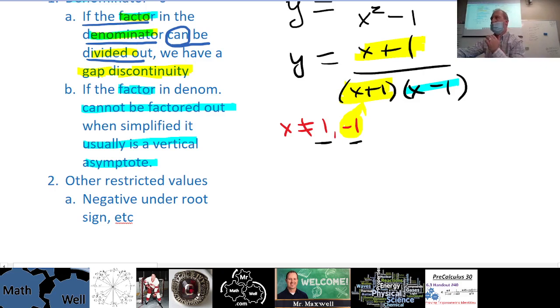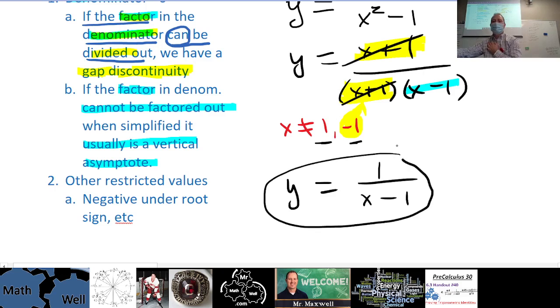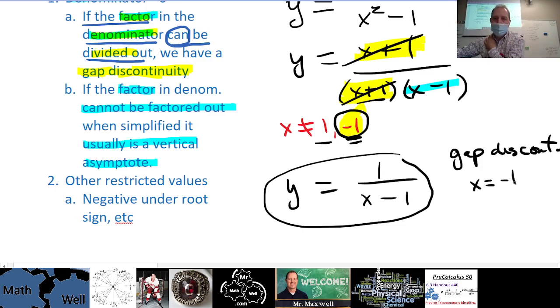We know the function is undefined at those points. What is happening at those points depends upon the simplified version. So when this is simplified, the x plus 1 factor is gone, and I have this left over. This is the simplified version of our rational function that we started with. The factor that gets factored out, that's the x plus 1. The x equals -1 is the restricted value. There is a gap discontinuity at x equals -1.